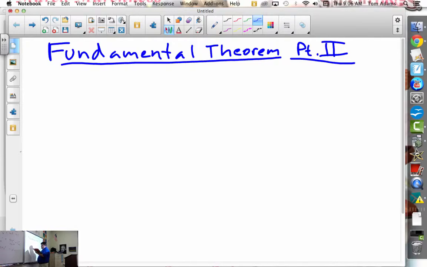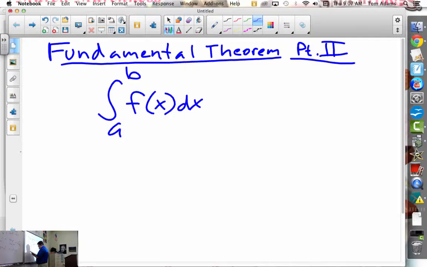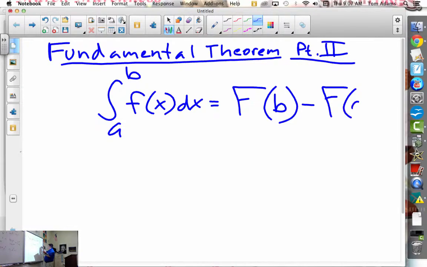They do some tricky things on the AP exam. Okay, but let me write it down and then I'll explain what it is. If I want to integrate a continuous curve from a to b, in other words, I want to find the area under the curve f of x with respect to x, well then that is equal to the antiderivative evaluated at b, minus the antiderivative evaluated at a.